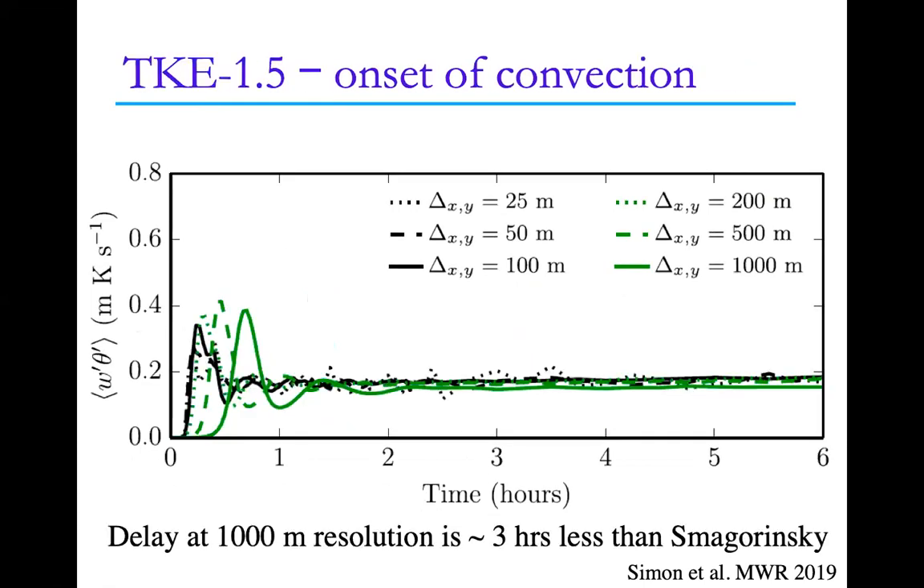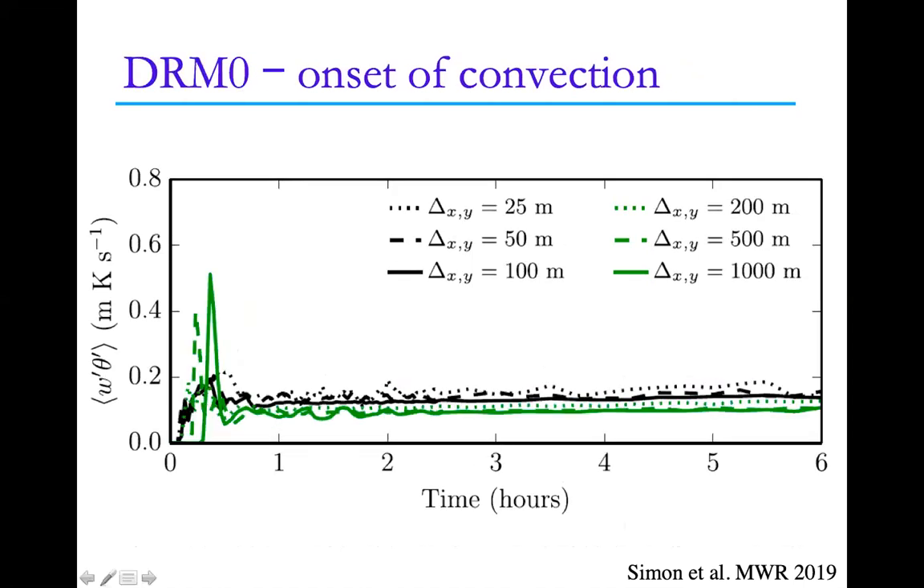And then you can see with the TKE 1.5 closure, the onset looks very different. The delay at 1 kilometer resolution, which is the solid green here, is 3 hours less than what we saw in the Smagorinsky model. And that was also reflected in the potential temperature profiles that we saw earlier. With the dynamic reconstruction model, we see even less of a delay of the onset of the convection. So this just shows that choosing the different closure model affects the development of these organized cells and the timing of the onset of these cells in the boundary layer.